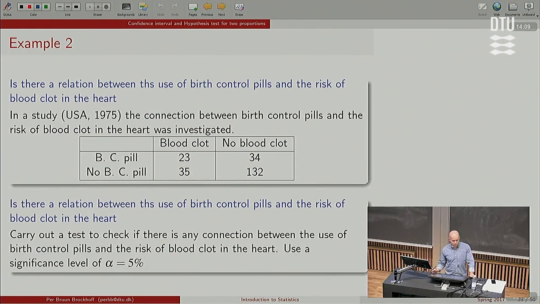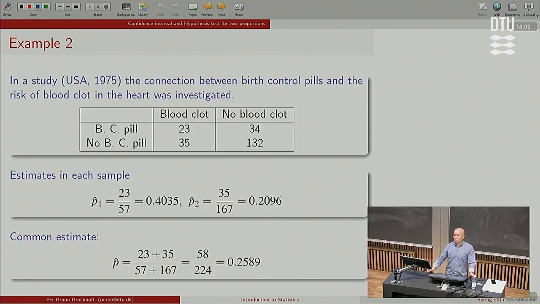A classic clinical type example where there are two populations, in this case females, some that use, very old data, birth control pills and some that do not use birth control pills. Then a certain disease is investigated. Either you get the disease or you don't. In this case, blood clot or not. So we want to compare the health risk, or the risk for that particular illness, between those two groups of people. We want to compare those percentages. We want to compare those risks.